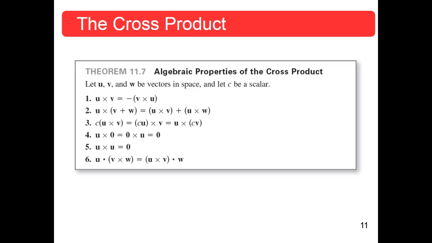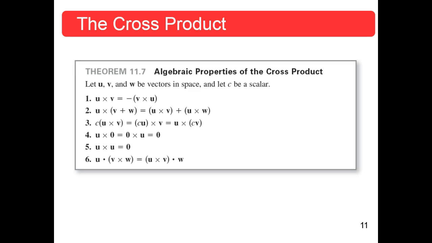So U cross V, as we just saw, is exactly the opposite of V cross U. Now, the second one is sort of a distributive property. U cross the sum of two vectors is the same as U cross the first plus U cross the second, just about like you would expect a distributive property to be. Remembering that when you add two vectors together, you get a vector, and when you cross two vectors, you get a vector.